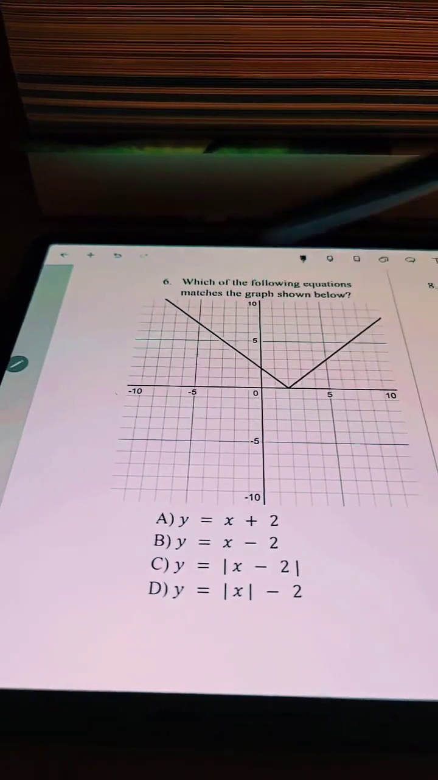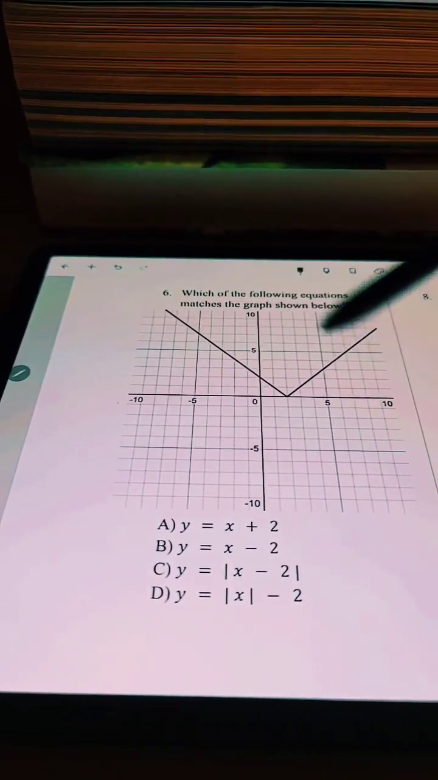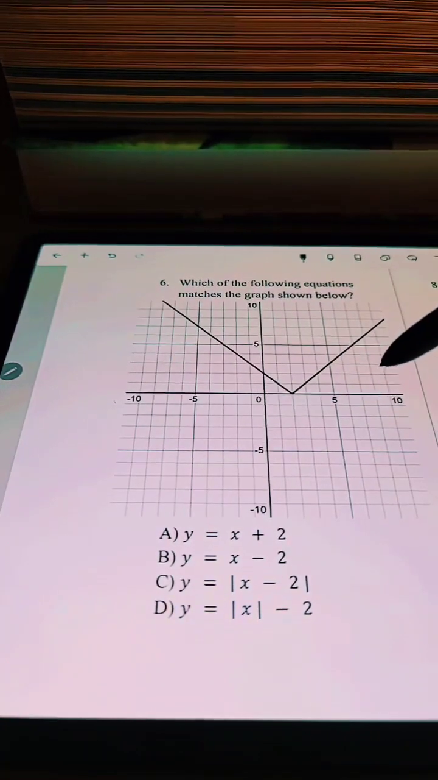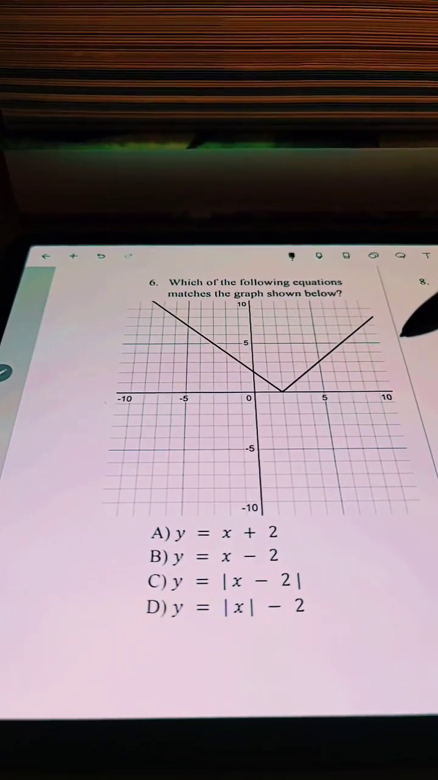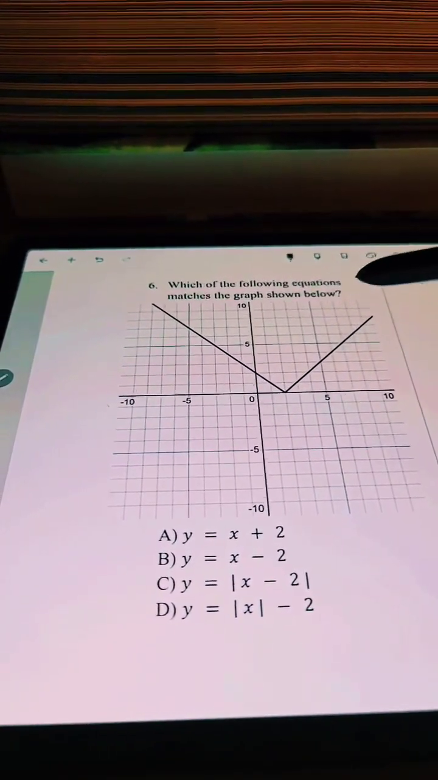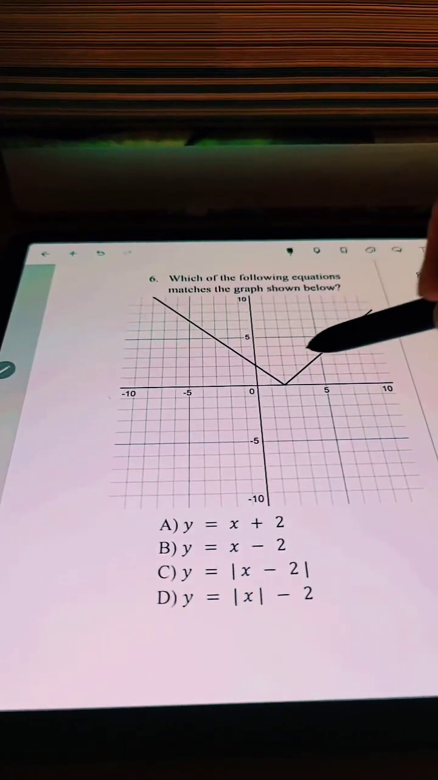Okay, so let's see. Which of the following equations matches the graph shown below? So it looks like you guys are already, we were talking about other stuff. It's hard to keep up with the comments, guys. Sorry if I'm missing stuff.